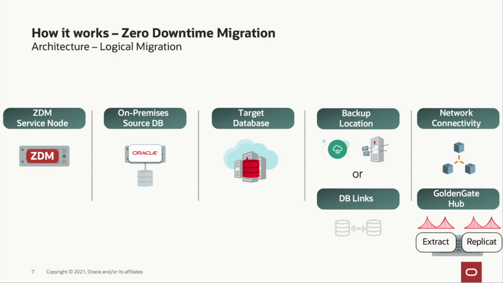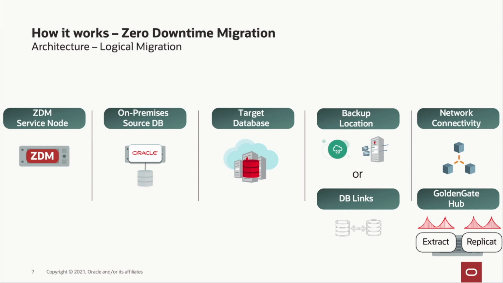Now, as I mentioned in my previous slide, the architecture for logical migration is pretty much the same. So we have the same components: the ZDM service node, the on-premises source database, the target database, backup location, and network connectivity. But there's 2 extra components, right? There's a way to do a direct migration with logical migration in ZDM, which will leverage database links. So there's the possibility, and hence they enter into the picture as part of the overall architecture. But if not, you can still use a backup location when you're migrating with logical migration with ZDM.